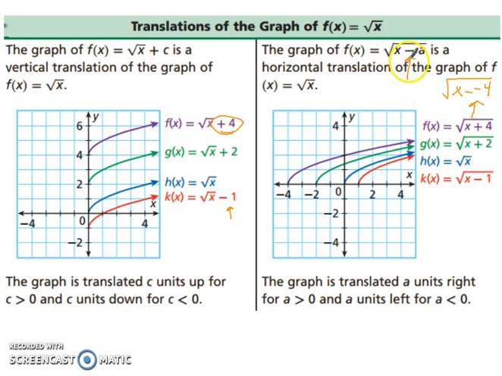So if you write it in the form that it's supposed to take to move things in a horizontal translation, you have to think backwards. So if it says plus 4, you're going to be going to the left 4. If it says minus 1, you're going to go to the right 1.